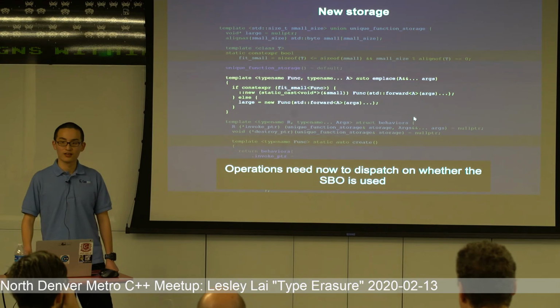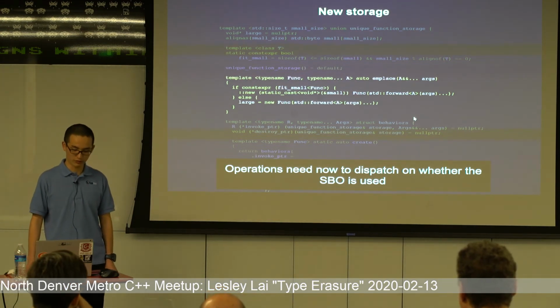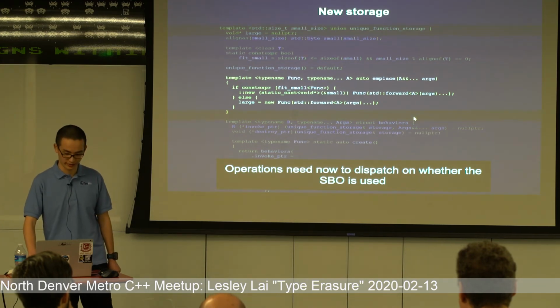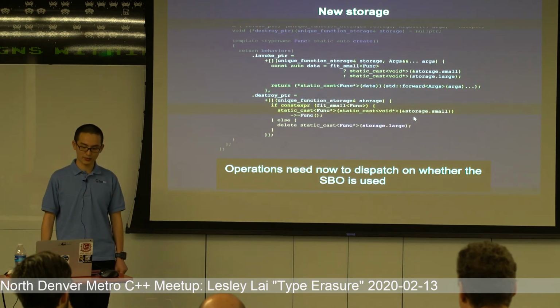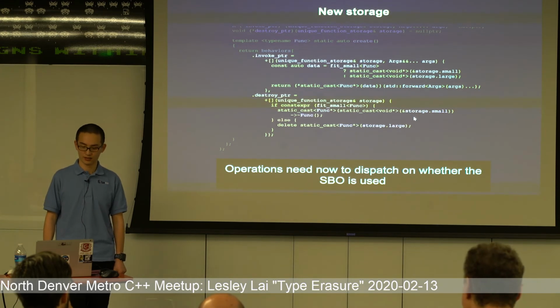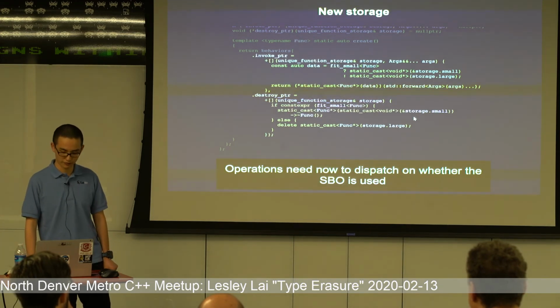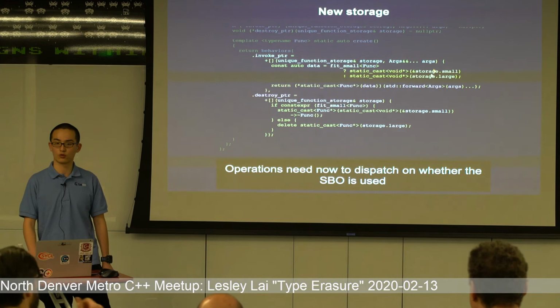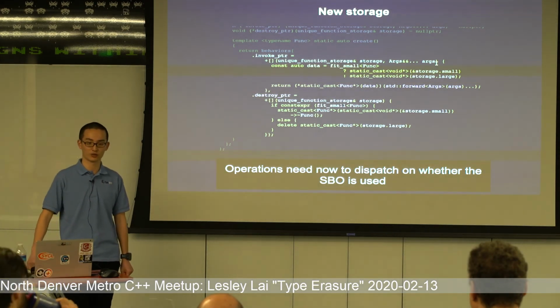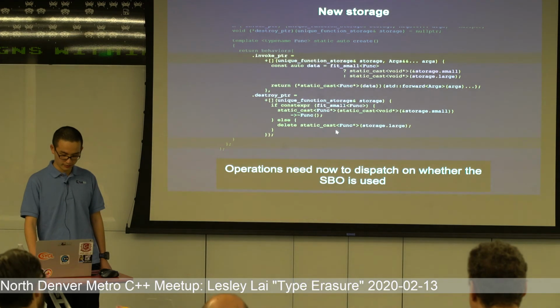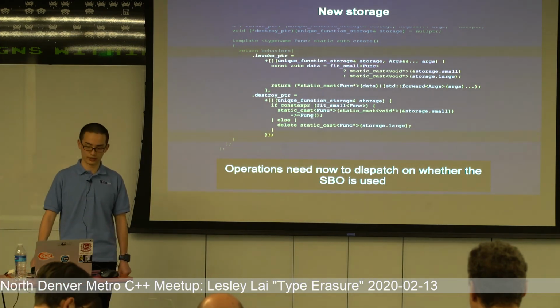Now our in-place function also needs to change. For large, we still do the same thing, but for small buffer, we use placement new to construct into that array. Similarly, our operations need to dispatch on whether the underlying function object is big or small. If it is big, we do the normal stuff. If it's small, then for invocation, we need to find the storage differently because it's no longer a pointer to some storage. It's an array of storage itself. For the destroy case, we just call the destructor directly, not calling delete.